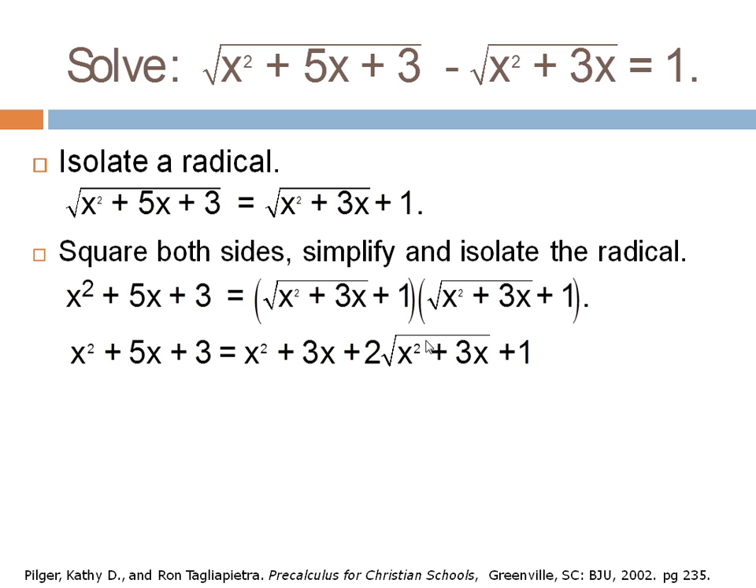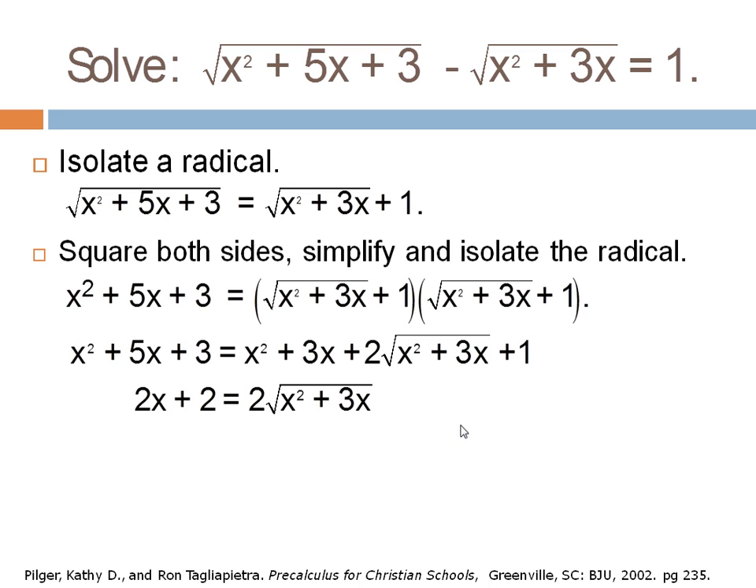Now we have a radical still, so we want to isolate that radical. So we're going to subtract x squared from both sides, subtract 3x from both sides, and subtract 1 from both sides. So subtracting x squared, that will be gone. Subtracting 3x, that will be 2x. And subtracting 1, that will give us 2. We want to isolate the radical, so let's go ahead and divide both sides by 2.